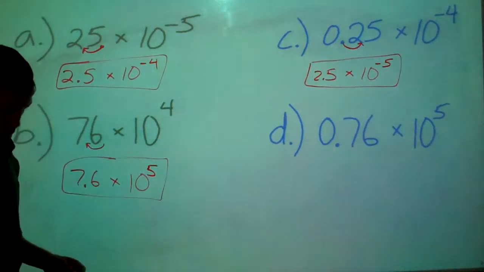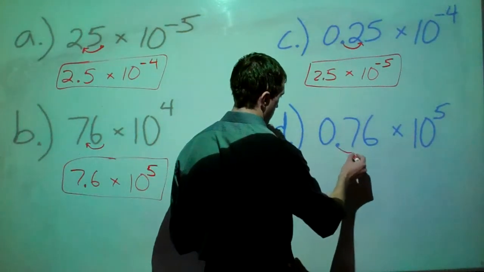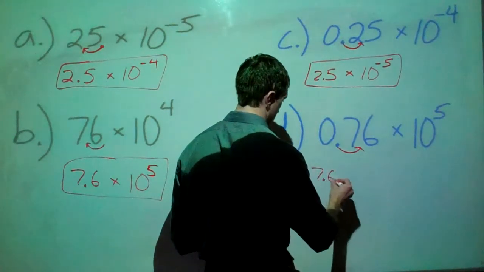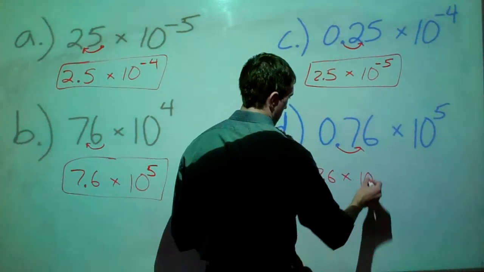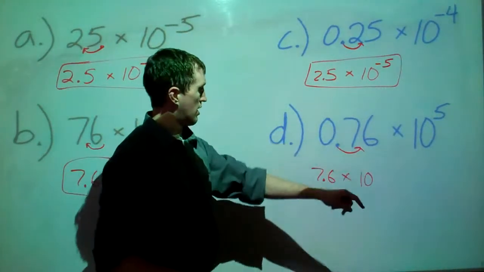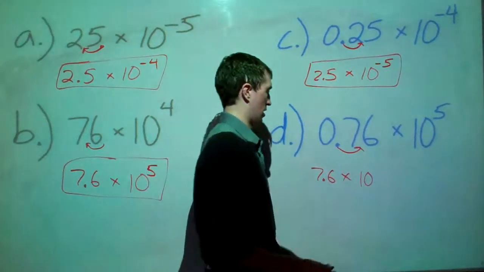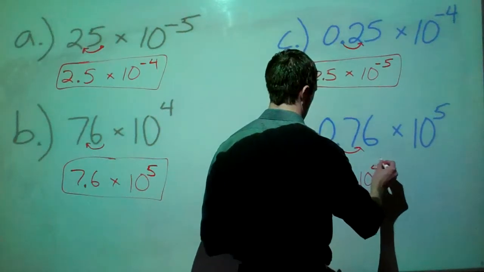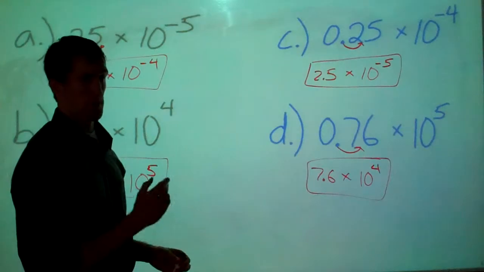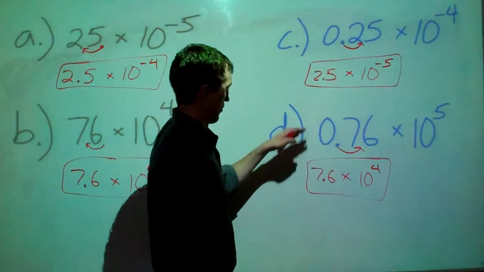Now, letter D, our last one here. Same strategy, we want this to be between 1 and 10. So 7.6 times 10. And remember, positive exponents on a power of 10 want us to move to the right. We moved 1 to the right, so that's 1 less spot we have to go to the right. So this would be a 4. And I'll leave it up to you to check that. These should come out the same if we went ahead and checked those like we did with the other ones.